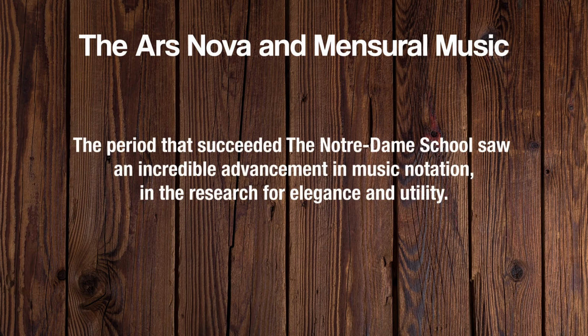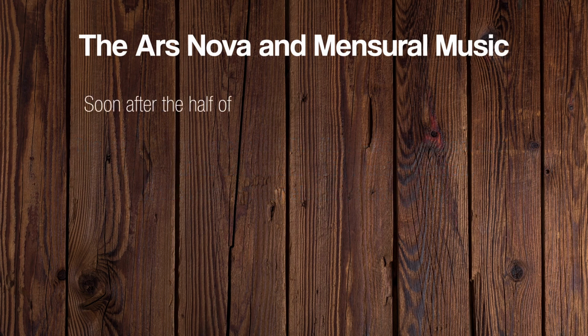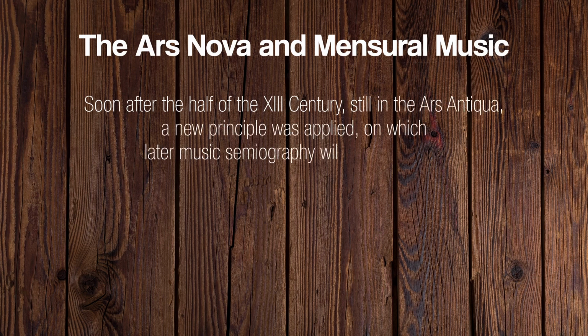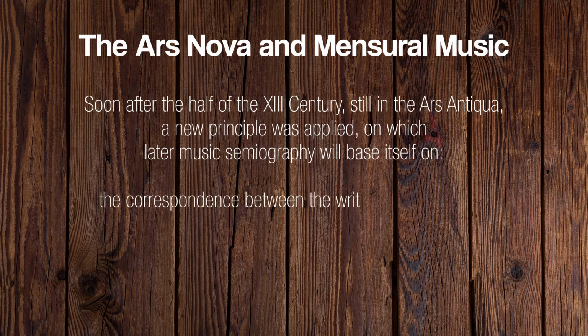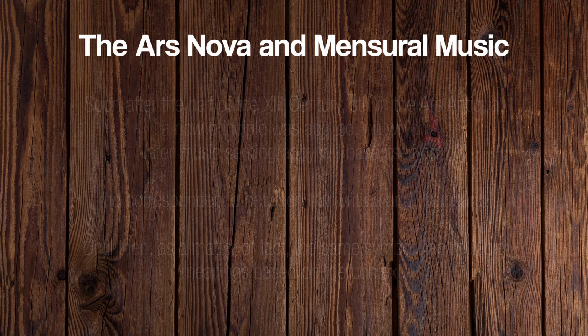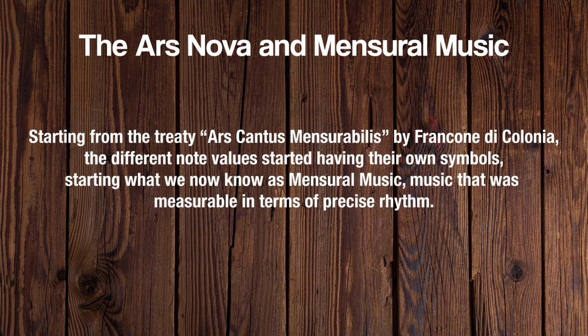The period that succeeded the Notre Dame school saw an incredible advancement in music notation in the research for elegance and utility. Soon after the half of the 13th century, still in the Ars Antiqua, a new principle was applied, on which later music semiography would base itself: the correspondence between the written and the heard. Until then, as a matter of fact, the same symbol had multiple meanings based on the context. Starting from the treatise Ars Cantus Mensurabilis by Franco of Cologne, the different note values started having their own symbols, starting what we now know as mensural music, music that was measurable in terms of precise rhythm.